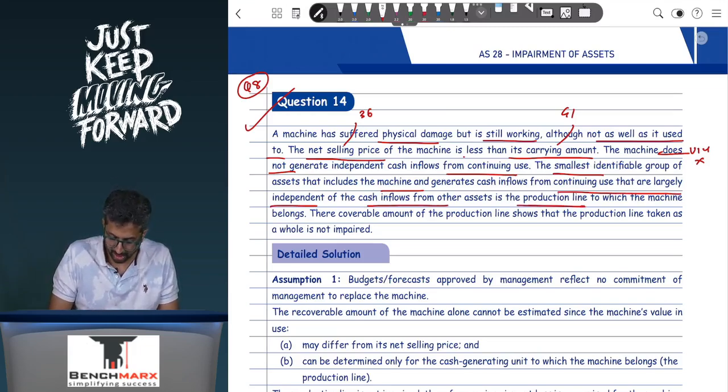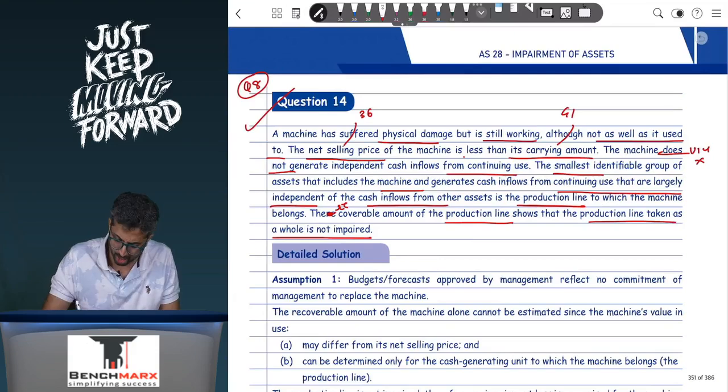The recoverable value of the production line shows that the production line taken as a whole is not impaired. For example, if I look at question number 8 related data, in question number 8 there was a machine which has a carrying value of 36 lakhs. Its net selling price was around 41 lakhs. Value in use could not be determined.